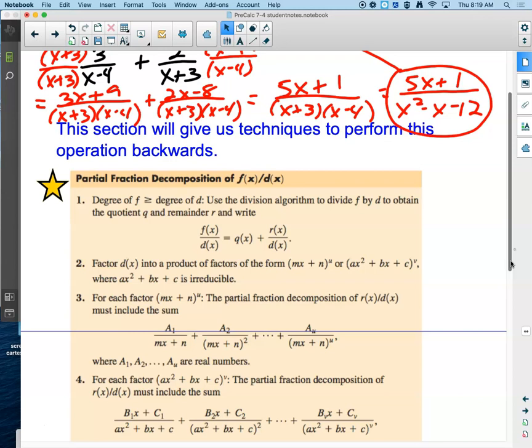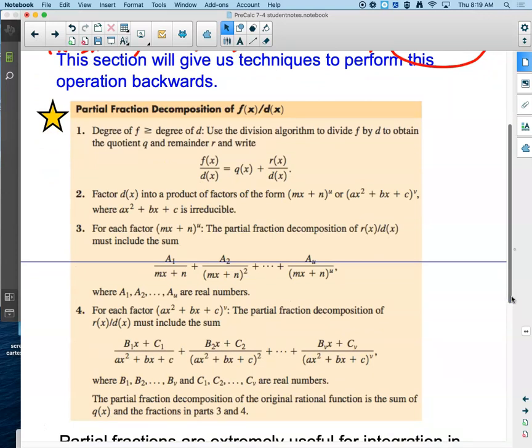Now, for each one of those linear factors, we want to find the number that needs to go on top of that linear factor. So we're going to set them up as some a value. In fact, we're not going to stick with a sub 1, a sub 2. That gets confusing for students. We're going to do a over mx plus n, b over the quantity mx plus n squared, all the way up to whatever letter of the alphabet we need, over mx plus n to whatever the highest power is. So every power of that linear factor has to be represented.